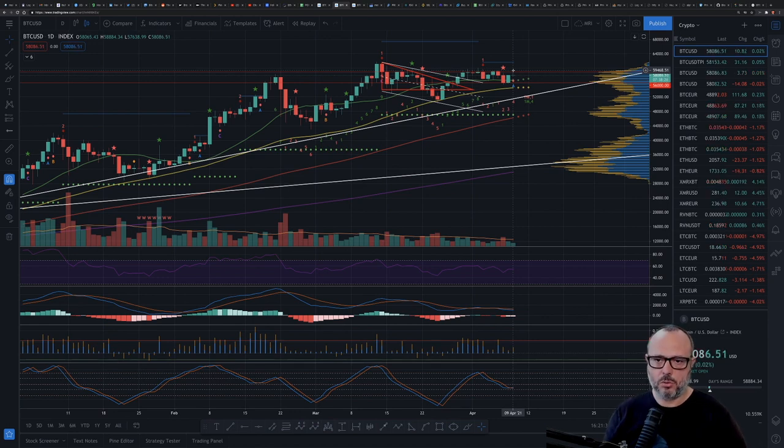So the weekly candle should close in 1, 2, 3. So here we should at least by this point in time have a candle close above the 59, and that would mean a very good thing for Bitcoin price action.